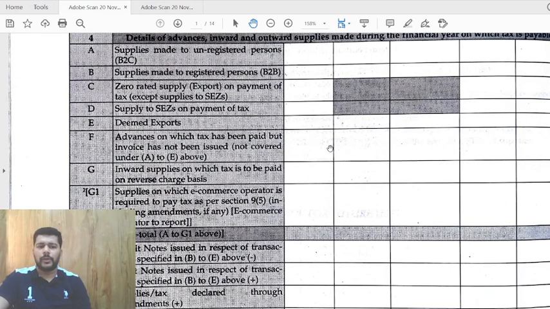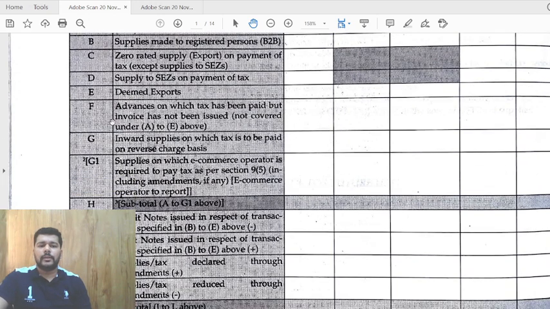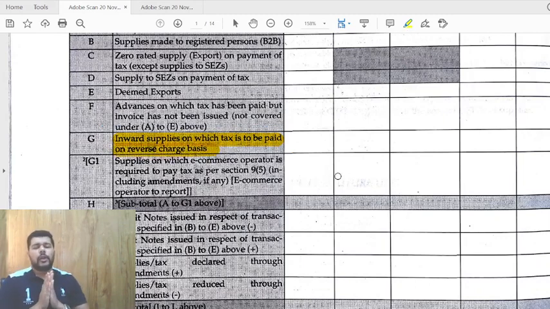is going to come auto populated, except for one important thing, that is 4G, which is inward supplies on which the tax is to be paid on reverse charge basis. Inward supplies on which the tax is to be paid on reverse charge basis. Now friends, why will this not come from GSTR 1? Because this is something that you report in the GSTR 3B returns. So for these inward supplies on which the tax is to be paid on reverse charge basis, you will have to refer to the GSTR 3B returns.